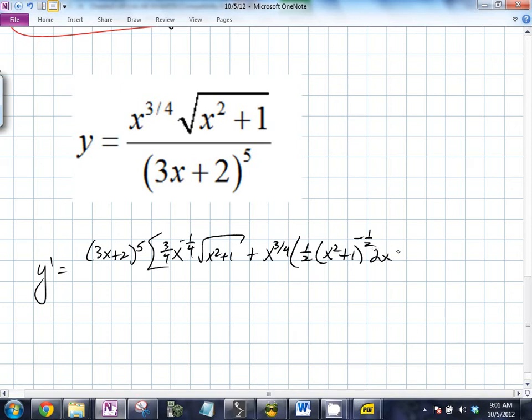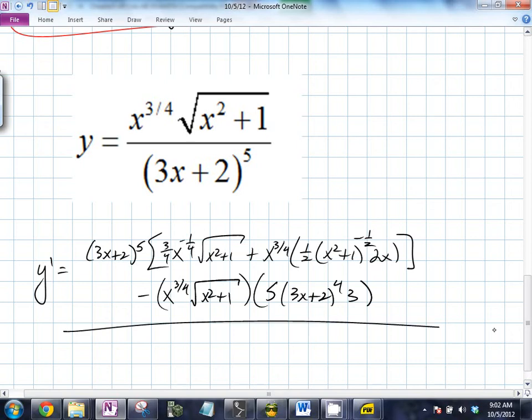That's low d high minus, we're still working on the numerator, I'm just running out of space, minus, that's low d high minus high, oh, that's a square root, not a parenthesis, right? High, and what's the derivative of the low? 5 times 3x plus 2 to the 4th times 3, all over 3x plus 2 to the 10th.